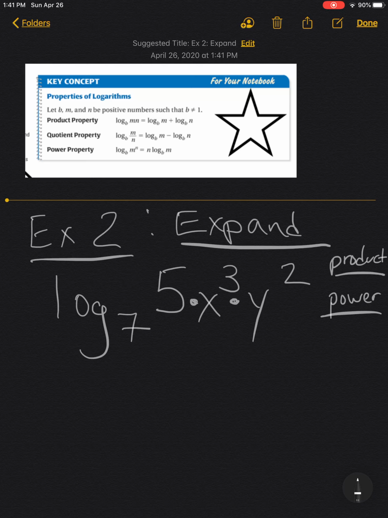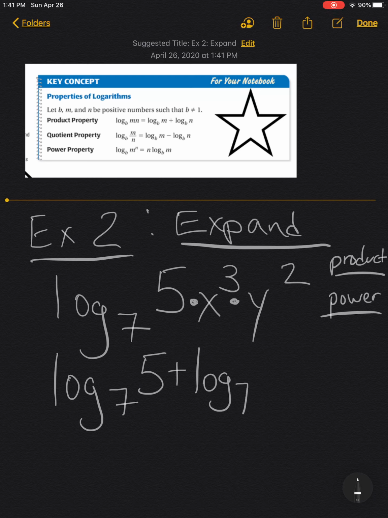All right, so here we go. Let's start with just writing product. So what does it say? Look above in that picture. It says we're going to first change those times to addition signs. And keep in mind we are writing log base 7 each time we expand. All right, so that's step 1.